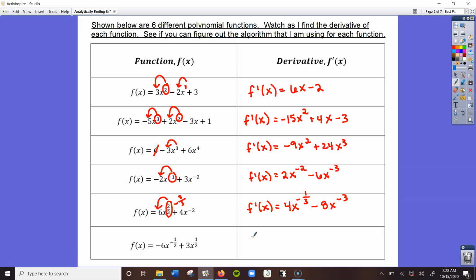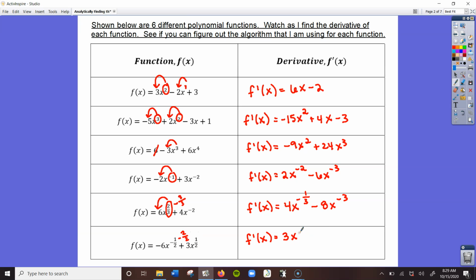For this last one, f prime of x would equal, and we take that negative 1/2 and multiply with the negative 6, which is the same thing as saying 6 divided by 2, so 3 since the negatives cancel, x, and I'm going to subtract 2 over 2.